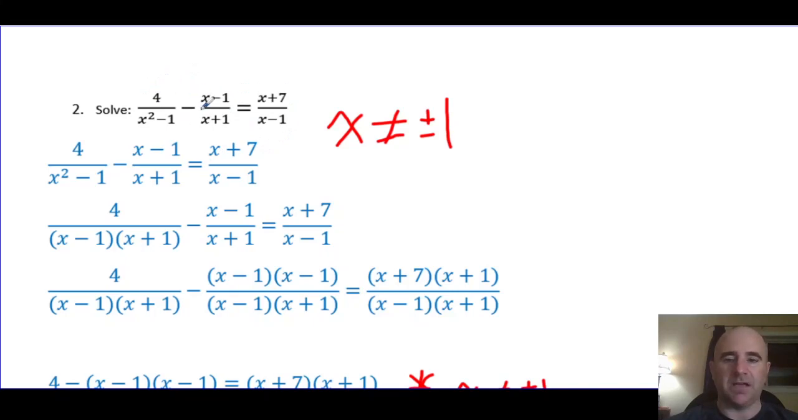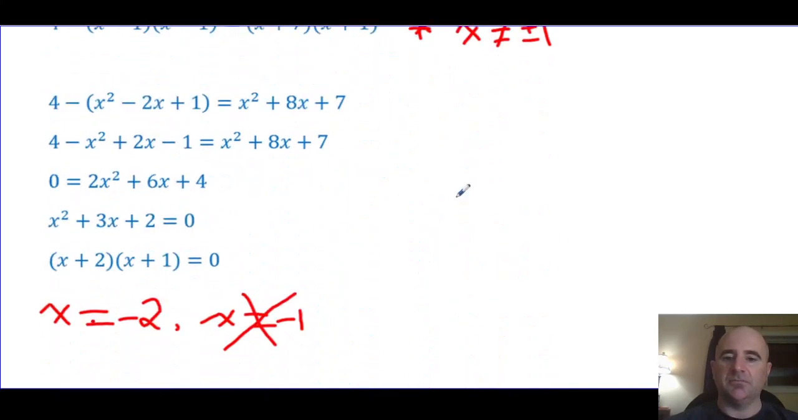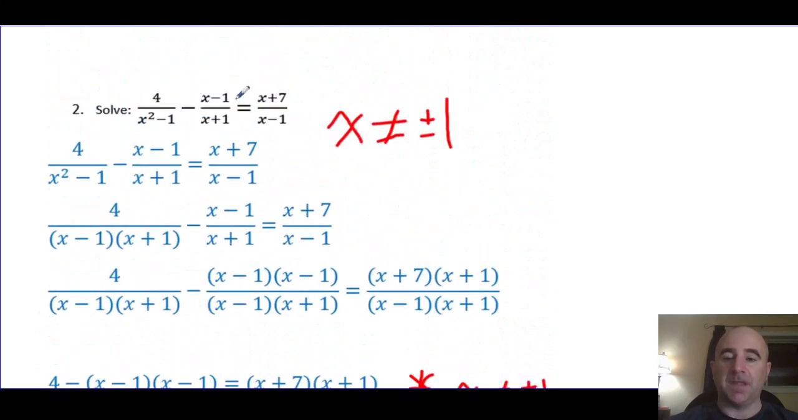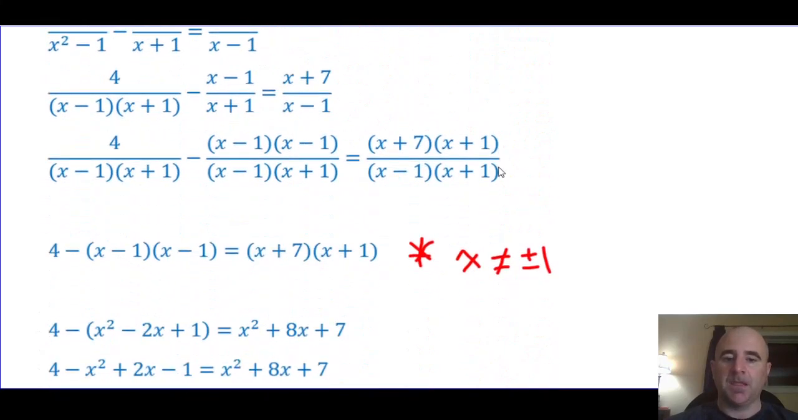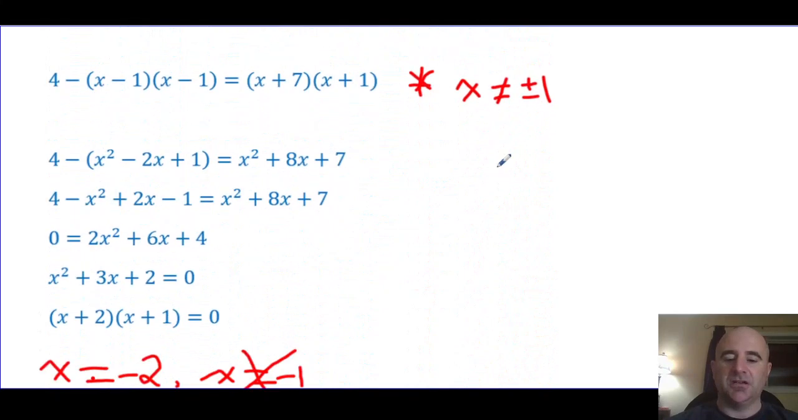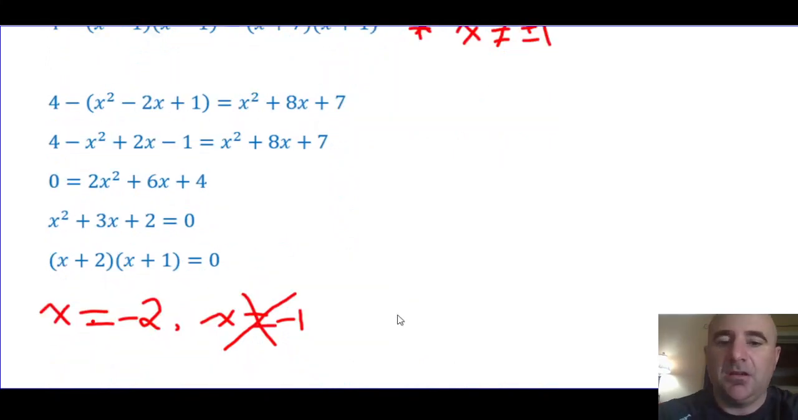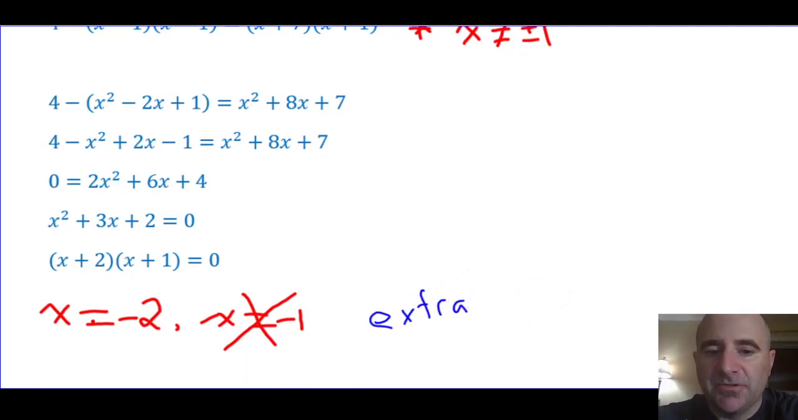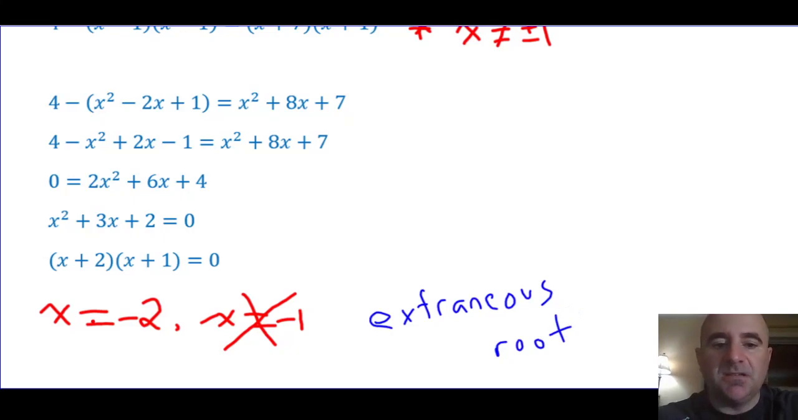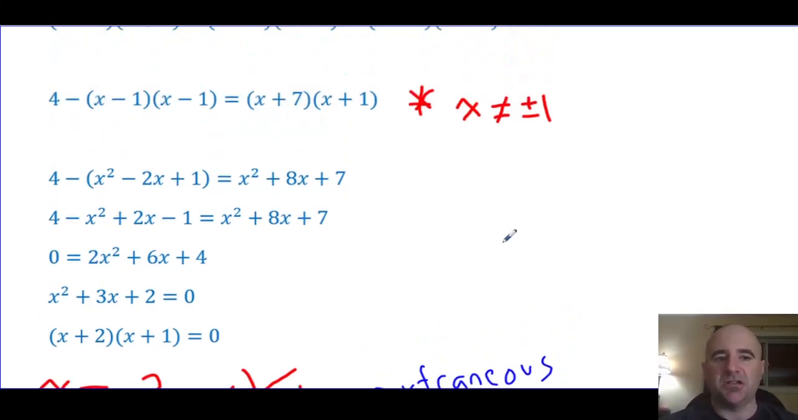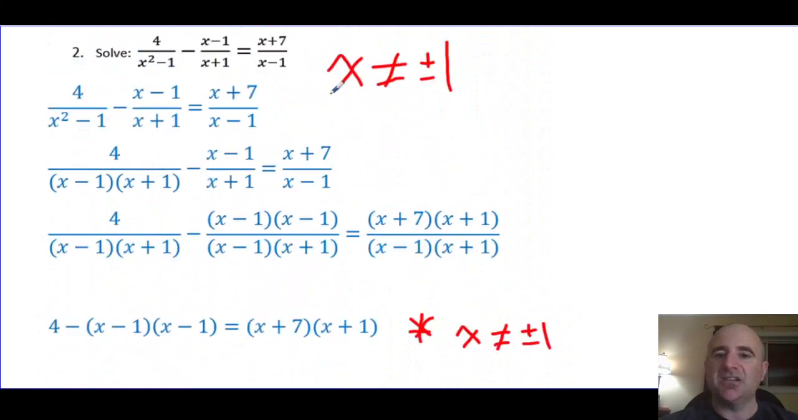Okay, you have 4 divided by 0, and you have x minus 1 divided by 0. So that is the trick. Now this answer that we end up throwing out is called an extraneous root. And what extraneous means is it's a solution that appears to be correct, but when we check in the original equation, is not correct.